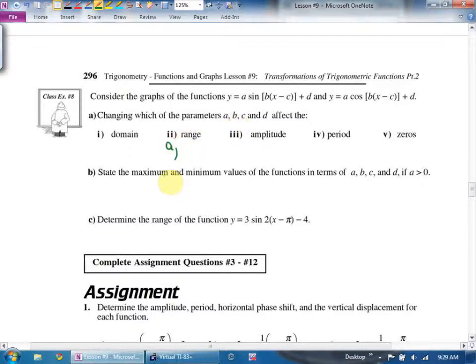If I change the period, that's horizontal, isn't it? I don't think that's going to change my range. Okay. What about if I change the phase shift? If I move this back and forth, is that changing the distance between them? No. D, vertical displacement. If I move this whole thing up or down, will that change the range? Yeah, because instead of between negative 1 and positive 1, the distance will be the same, but you might be between negative 2 and 0. Okay, so D does.